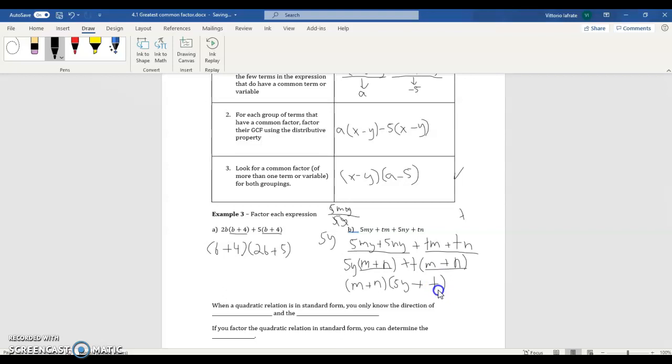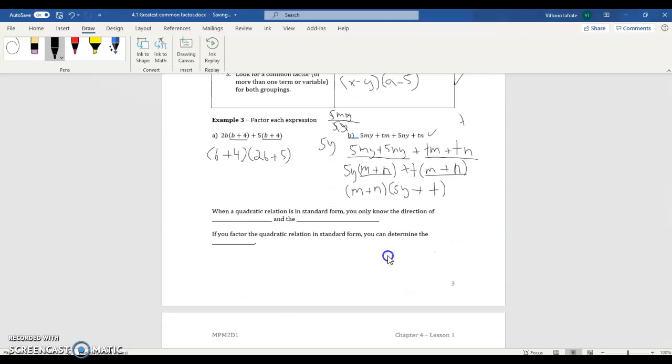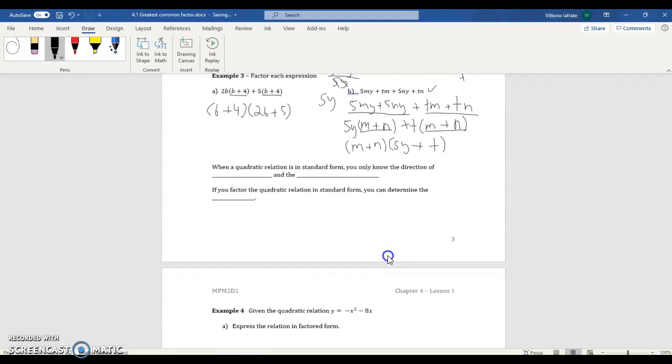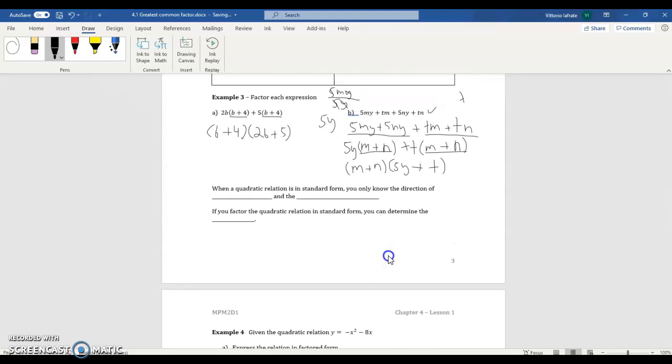And so now that I have this, if I want to verify, I can simply expand again using FOIL and see that I end up with the same answer that I had to start off the question. So now we're going to go and take a look at how this applies to parabolas and to graphing as well.